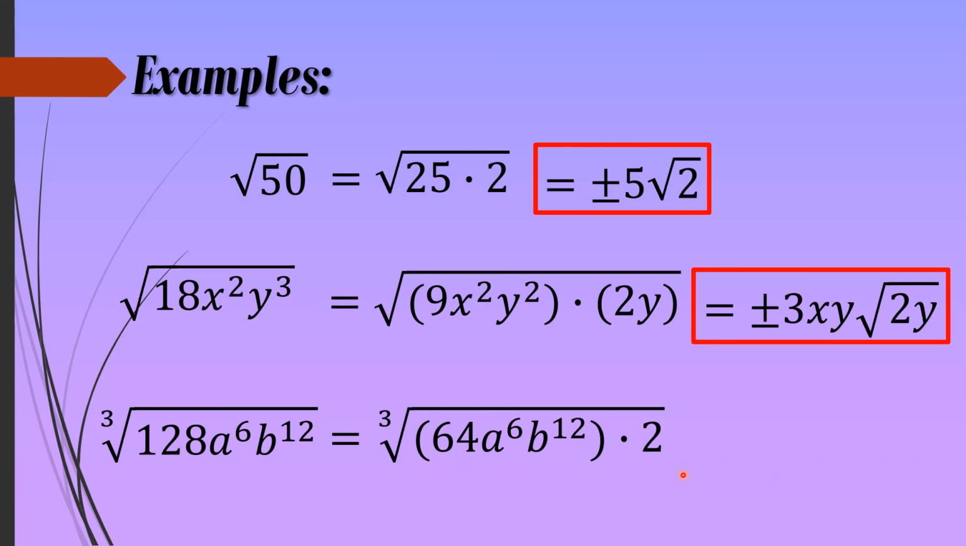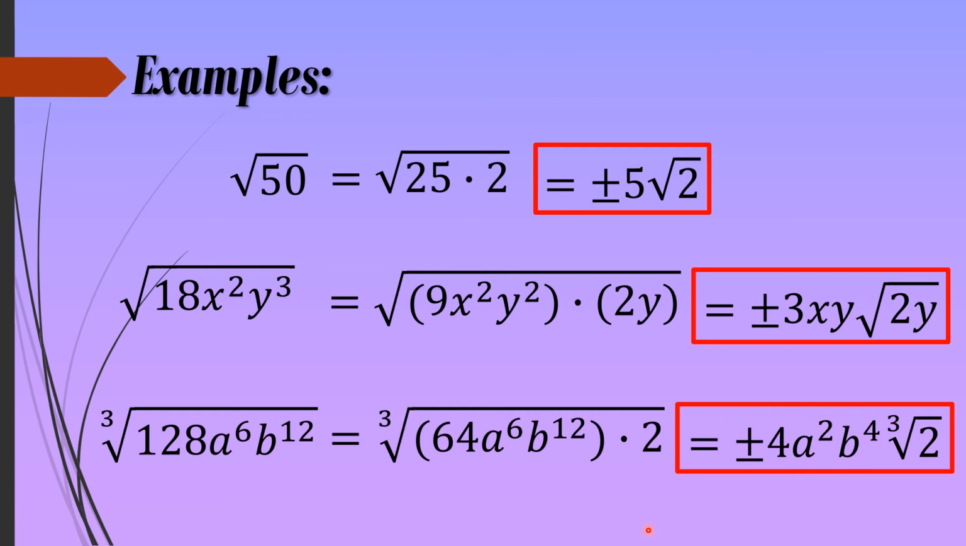Kapag hindi naman lumabas sa 2, gawin nyo naman is to divide 128 by 3 or 4 since 4 ay perfect square root na. So, ganun lamang, magta-trial and error lang kayo. So, the cube root of this given is positive or negative 4, a squared b to the fourth power times the cube root of 2.